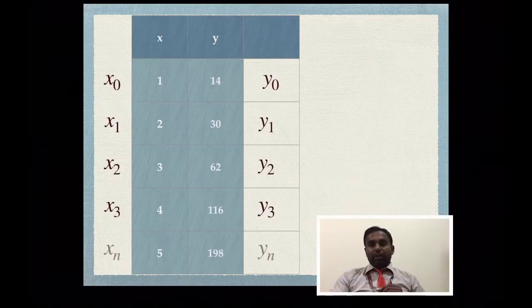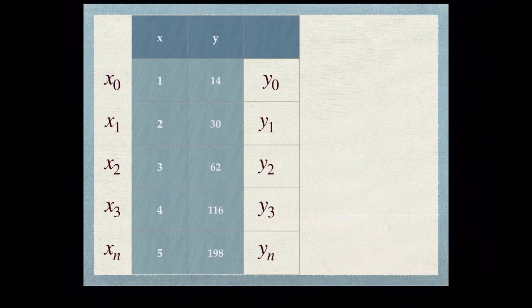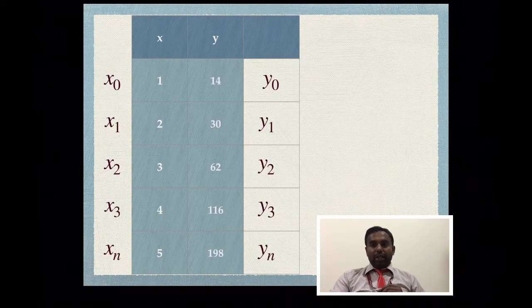Next, we will write the same data table in vertical way. Of course, as you know, here x naught is 1, the corresponding value of y is y naught. Similarly, you have x1, x2, x3, and the last value is taken as xn. In the same way, the corresponding values are written as y1, y2, y3. The corresponding value of xn is yn.